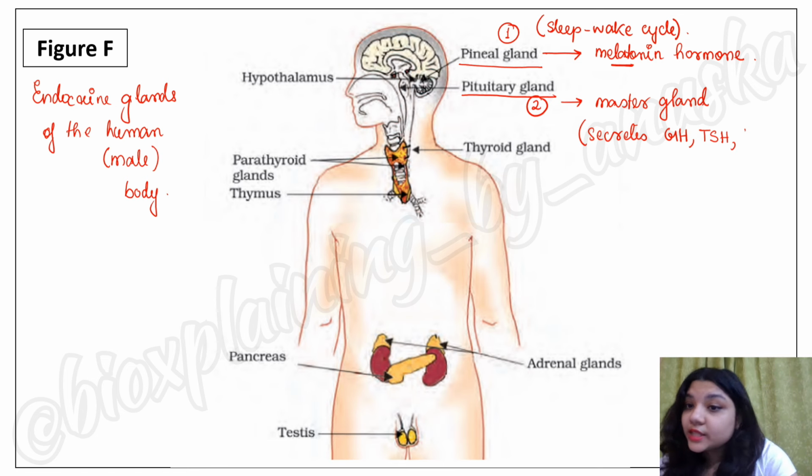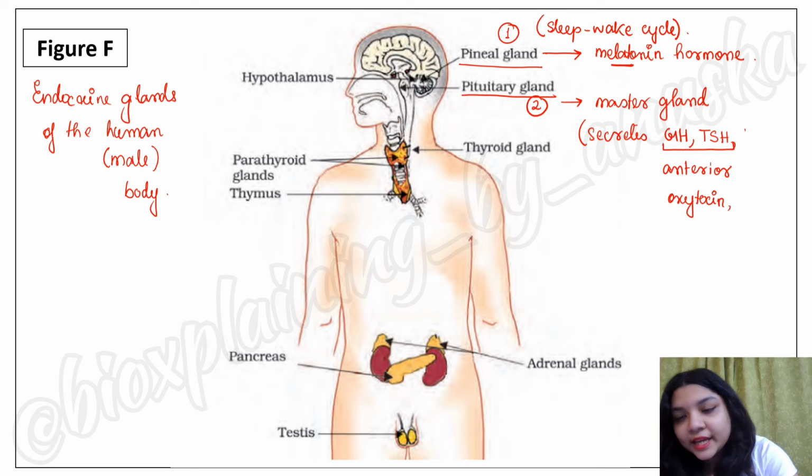Like your growth hormone and TSH, these are for your anterior pituitary, right? There are others also. Anterior part. And then what comes for the posterior part? In the posterior part you'll get the oxytocin and then your vasopressin. Vasopressin. What is vasopressin? Antidiuretic hormone, ADH. Theek hai? So this comes from the posterior part of the pituitary.